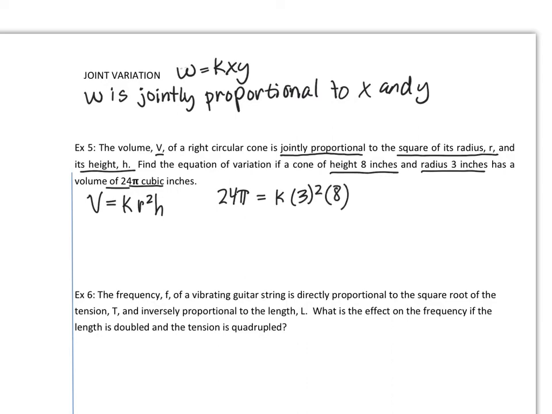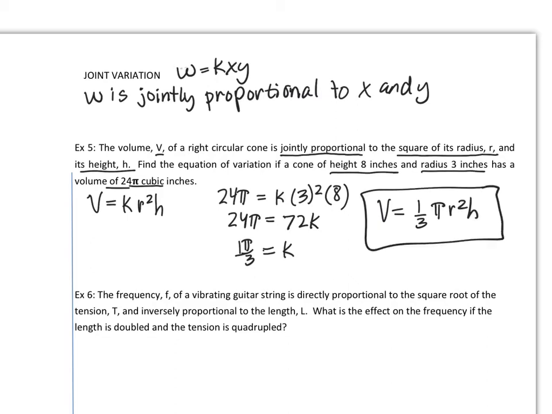All right, so let's see. This would be 24 pi equal to, that's 9 times 8, that's 72. So if we divide by 72 and then simplify it, don't we get pi over 3? Or 1/3 pi, basically the same thing. So volume was equal to 1/3 pi r squared height. And you might recognize this formula, because that is the formula for a circular cone. We just solved it. Okay, so let's look at the next one.